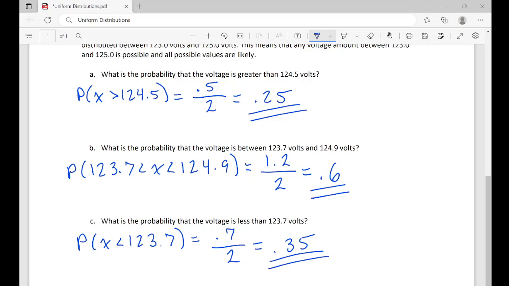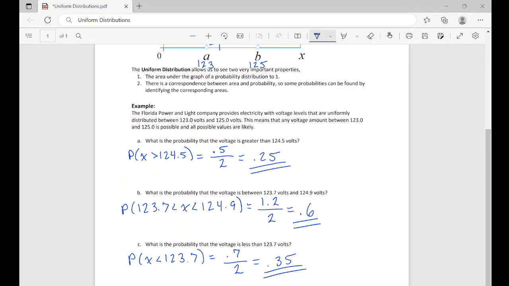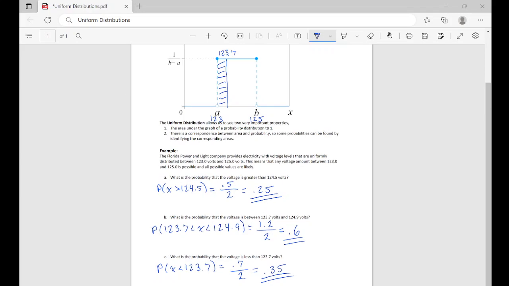Just remember, for uniform distribution, you need to find the difference between the two values that you're looking at, whether it's two values like here in part B, or if it's part A or C, where you take the value and go up to the maximum amount that you can go, which is your B value that we did here with 125, or in part C where it was less than 123.7, we subtracted your A value from it. And then we just divide by the total range, and we have our answer for uniform distribution.